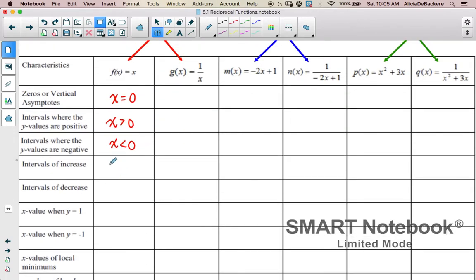So there is an interval of increase. It's the entire domain of the function. And there are no intervals of decrease. Next, we're going to take a look at what are the x values when y is +1 or -1.